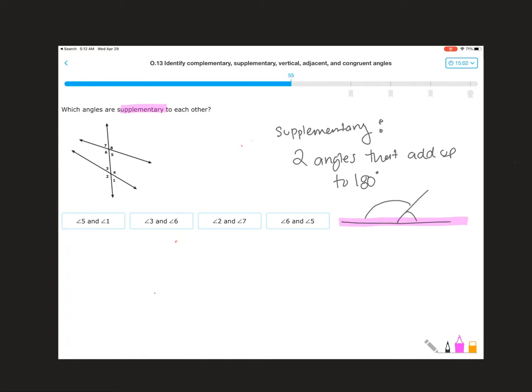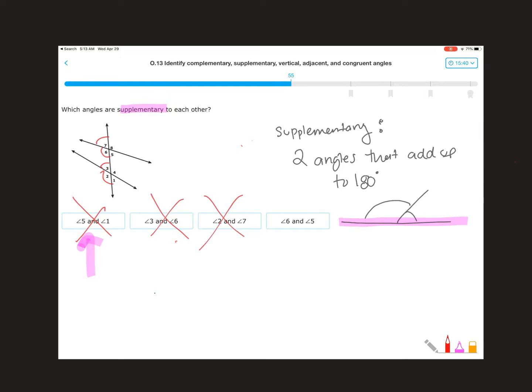So angle 5, over here. Angle 5 and angle 1 do not make that straight line. They don't make that little rainbow, right? Angle 3 and angle 6. Yeah, those are not supplementary, where they make a straight line. All right, angle 2 and angle 7. Delete. So here's angle 2, here's angle 7. Those are not supplementary. They are not next to each other.